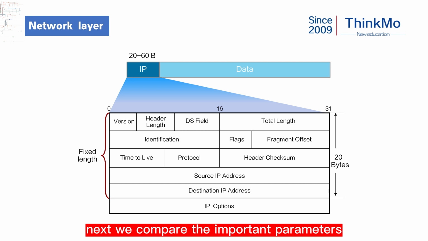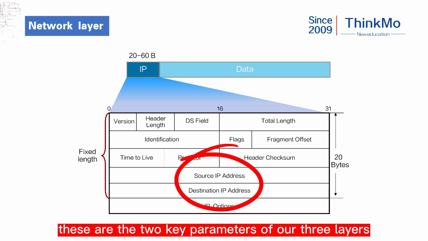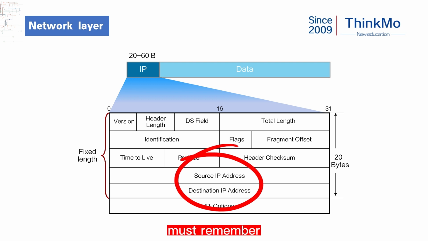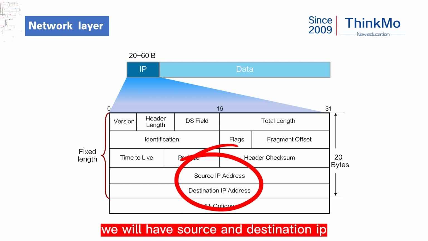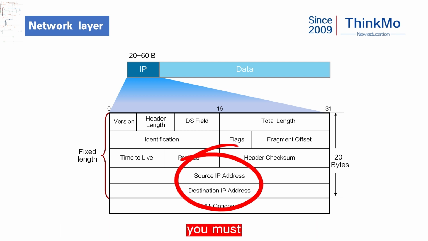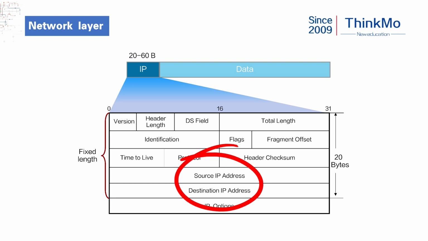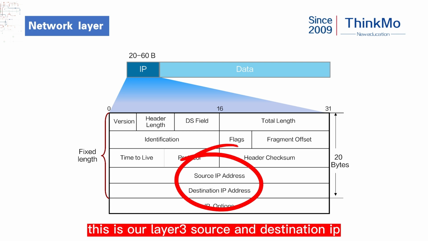Next we compare the important parameters, called source IP address and destination IP address. These are the 2 key parameters of our 3 layers. Must remember, we will have source and destination IP. When we encapsulate at 3 layers, it's like when we encapsulate 4 layers. There will be the same source and destination ports. You must remember the most core parameters of each layer. Layer 4 source and destination ports are its core. Layer 3 source and destination IP is its core. This is our layer 3 source and destination IP.